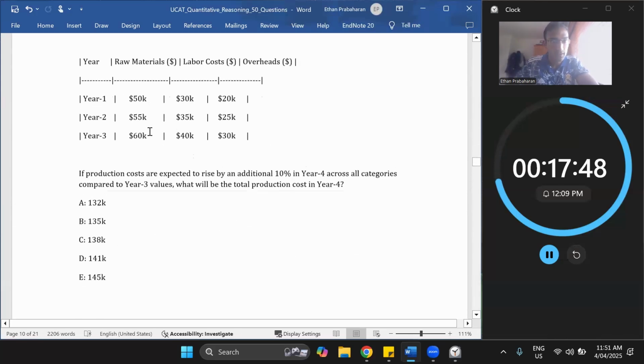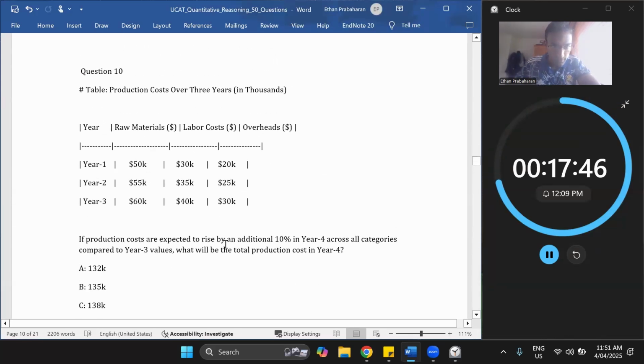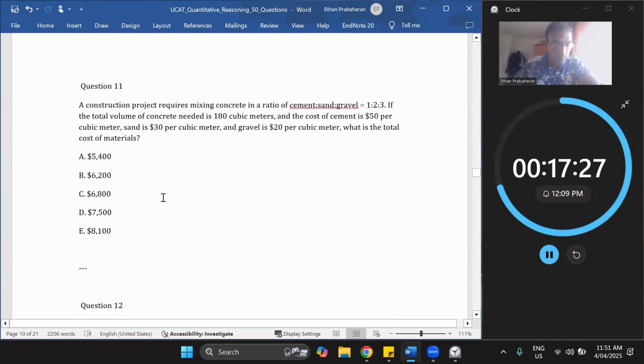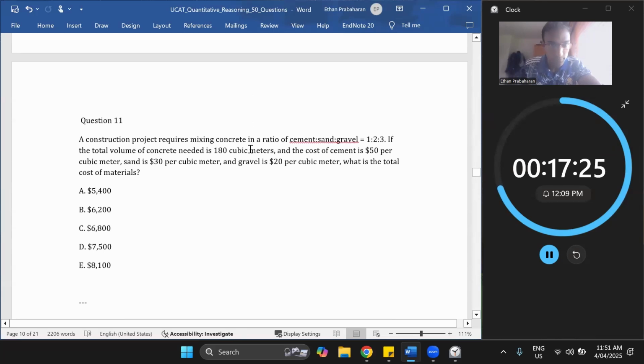It's closest. If production costs are expected to rise by an additional 10% in year 4 across all categories compared to year 3, what will be the total production cost? Okay, so we add all these up. 100, 130, additional 10%, so it'll be 130 times 1.1, which is 143. Okay, so that's in the middle of those two. Probably AI error, or could be my error. Who knows?